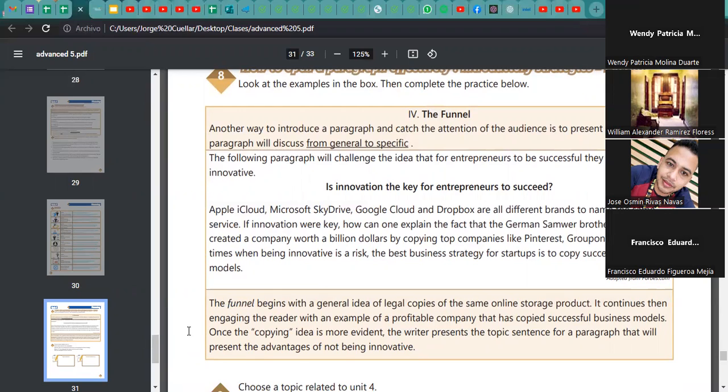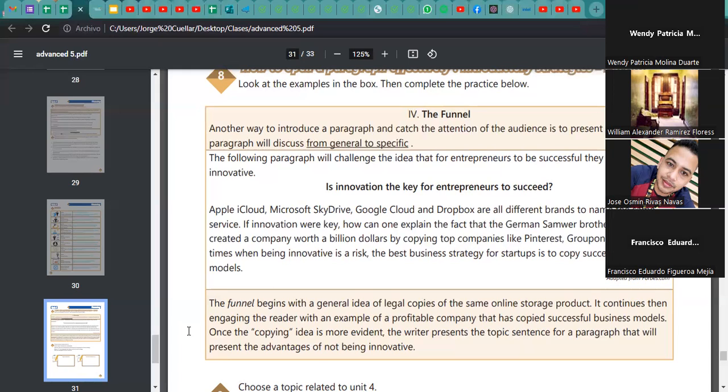Apple iCloud, Microsoft SkyDrive, Google Cloud, and Dropbox are all different brands to name the same service. If innovation were key, how can one explain the fact that the German Sandler brothers have created a company worth $1 billion by copying top companies like Pinterest, Groupon, and eBay? In times when being innovative is a risk, the best business strategy for a startup is to copy a successful business model.